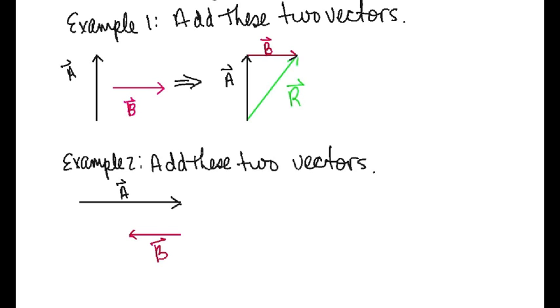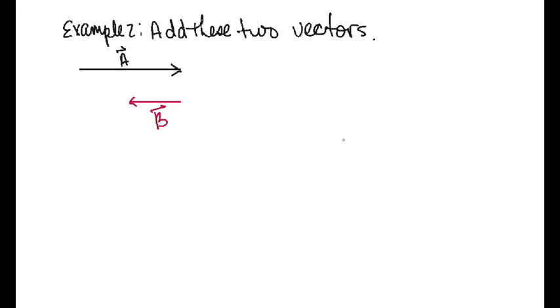Example number 2, add these two vectors. Now this particular example is going to show you that sometimes the drawings get a little hard to look at or hard to see, and you might take some steps to do things a little differently. Here we go. Here's A from here to here. B, we take the tail of B, put it on the head of A, brings us back to this point. And then we draw the resultant from the tail of the first to the head of the last vector, in this case the second one, B.